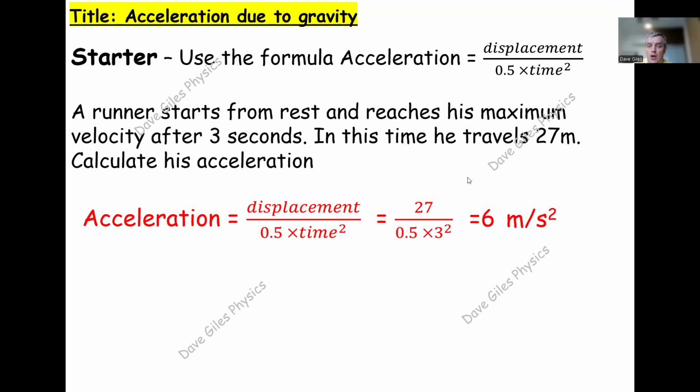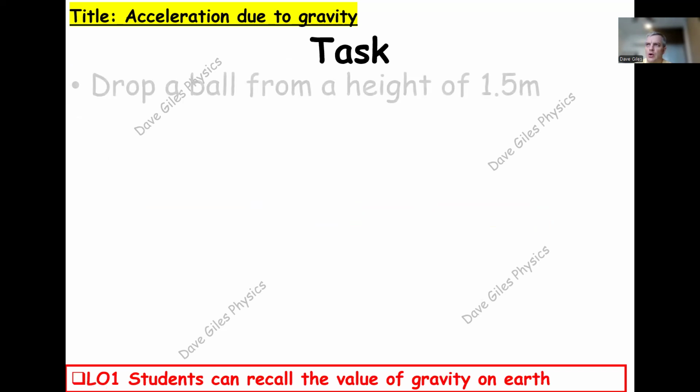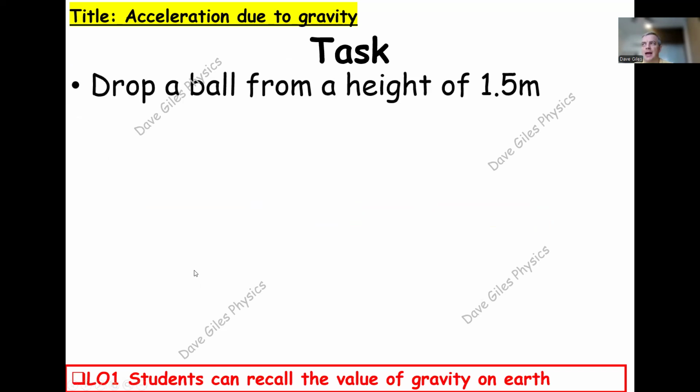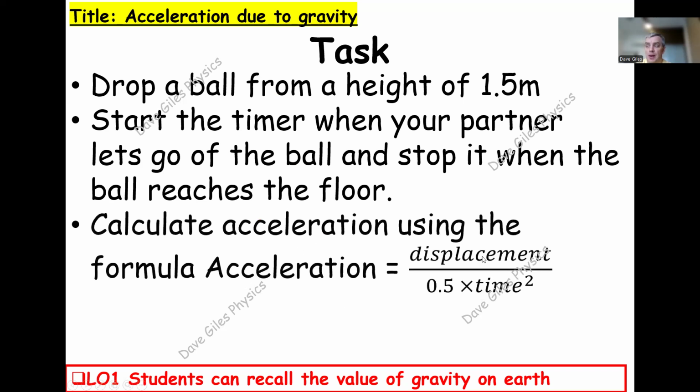The reason I put it at the start is because we are going to use it as well today. So if I was teaching this in the class, I would get my students to do a short practical. What I normally do is get them to drop a ball from a height of 1.5 meters. We use a tape measure or 2 meter rulers, mark out 1.5 meters, and drop it. You do it in pairs. Start the timer when they let go of the ball, stop it when it hits the floor. And then you can calculate acceleration using the formula acceleration equals displacement divided by a half times time squared.